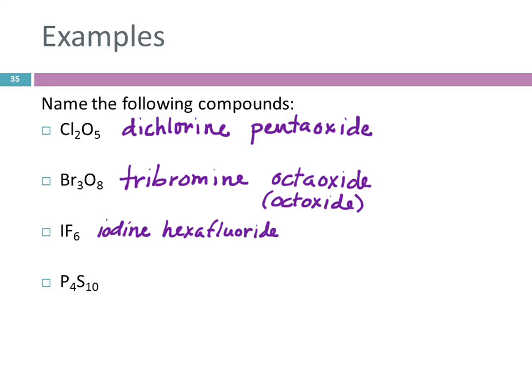So the first element just uses its regular name and a prefix if there's more than one. The second element changes the ending of its name to "ide" and almost always uses a prefix. How about this last one, P4S10? Tetraphosphorus decasulfide.